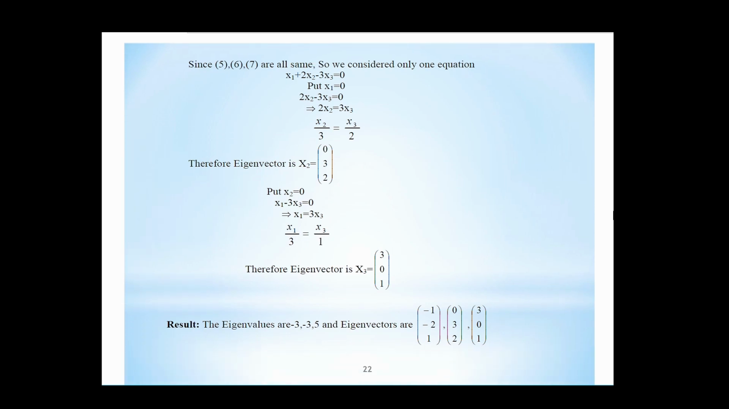Next we put x2 equal to 0. Therefore the equation becomes x1 minus 3x3 equal to 0, so x1 equal to 3x3.